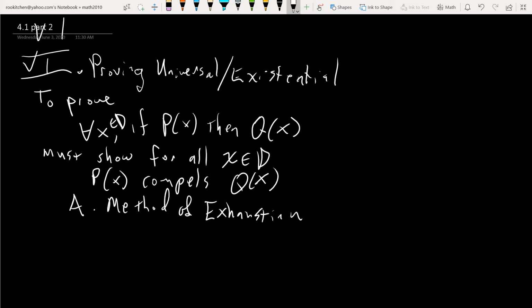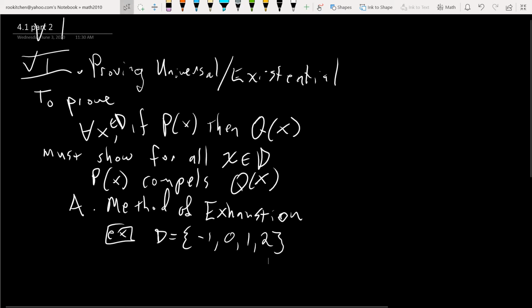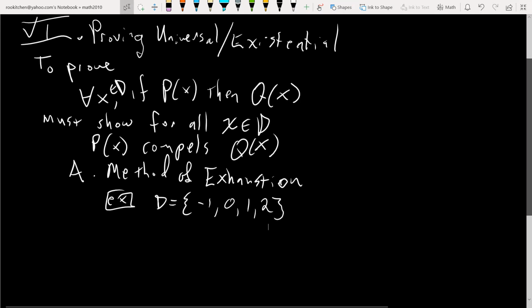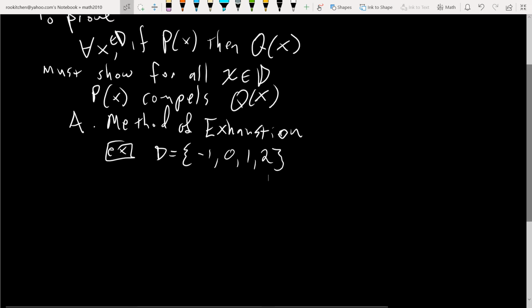Okay, but this will only work for finite sets. So if your domain in particular is some set of a number of integers, so -1, 0, 1, 2, like that, then you could go through and check x for every possible value. In general, this won't work though. And it won't work because your domain will be infinite.